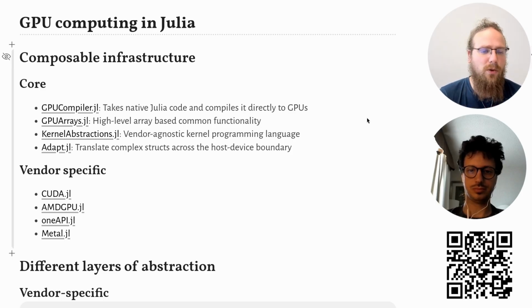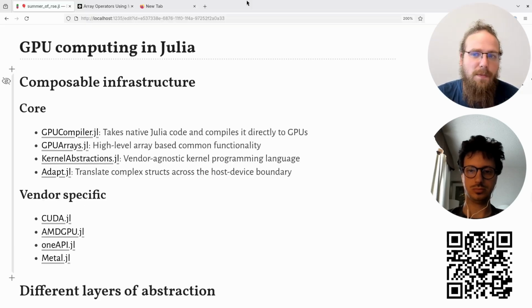So CUDA.jl is the oldest, most stable, and most widely used one. And Intel oneAPI and Metal are the two younger ones. And AMDGPU is somewhere in between. And so you can write vendor-specific programs using vendor-specific functionality, but you don't have to. You can use KernelAbstractions to be vendor agnostic. But these packages essentially interact with the GPU drivers and the vendor-provided libraries like CUDA or ROCm, depending on your vendor.